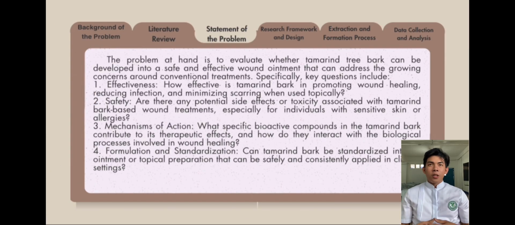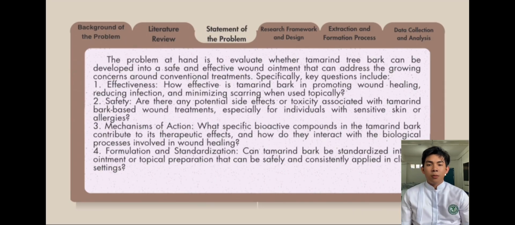Next we have the statement of the problem. Our study seeks to answer four key questions. First is effectiveness. How will the tamarind bark promote wound healing and prevent infections? Second is safety. Are there any potential side effects or allergic reactions? Third is mechanism of action. Which bioactive compounds contribute to its therapeutic effects? And fourth is formulation and standardization. Can tamarind bark be developed into a safe and consistent ointment for clinical use? By addressing these questions, we aim to validate the potential of tamarind bark as an alternative to synthetic wound care treatments.